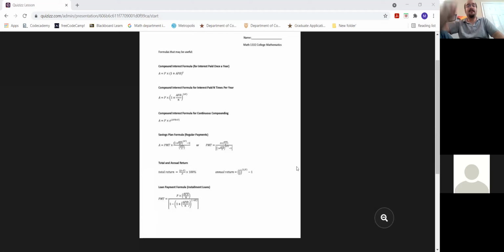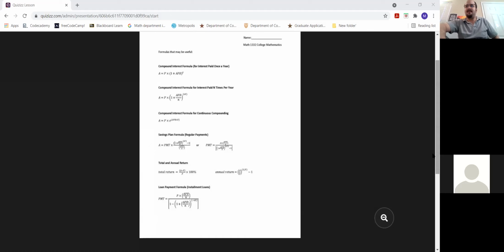But if you look, I believe this one is solved for the accumulated amount. So if they're asking us for the accumulated amount, we probably want to use this one. This one's solved for payment. So if they're asking us what payment we need to make, we probably want to use this one. Total return and annual return. This is just basically relative difference, and then something kind of crazy, but it's doable.